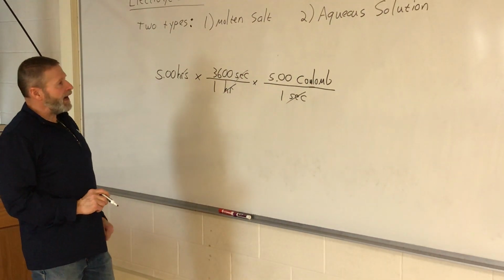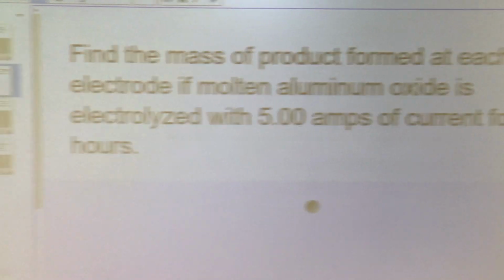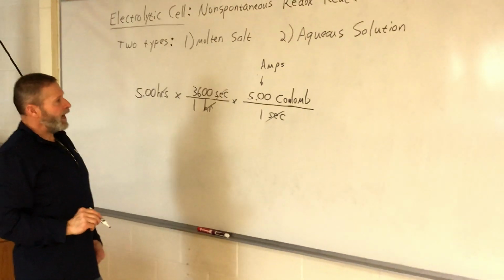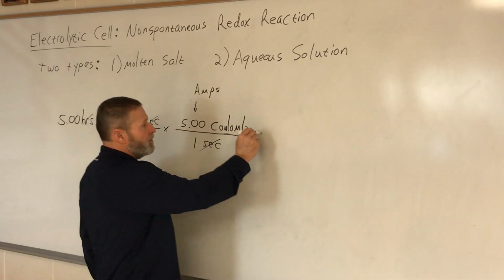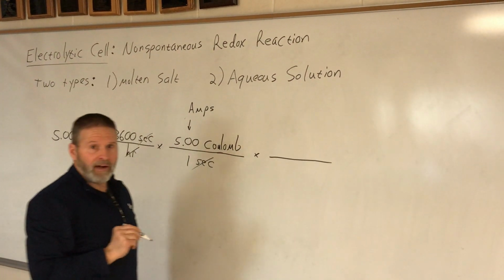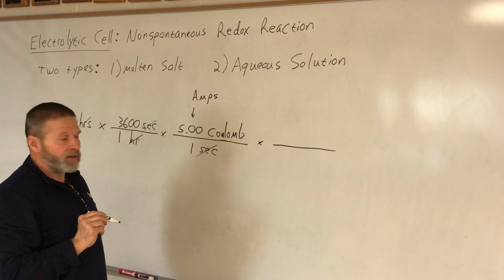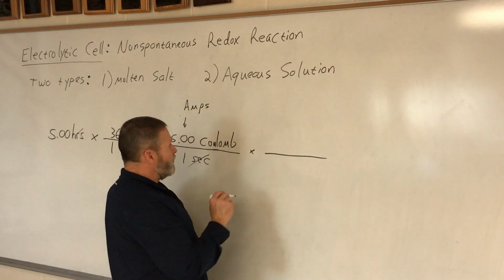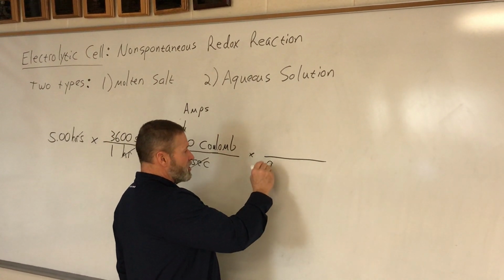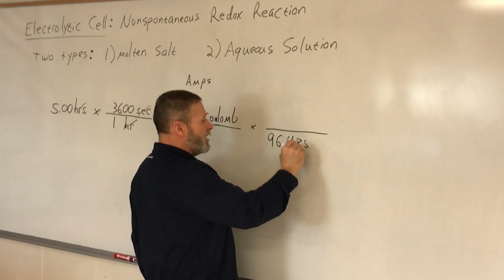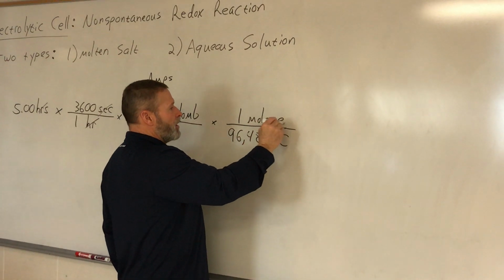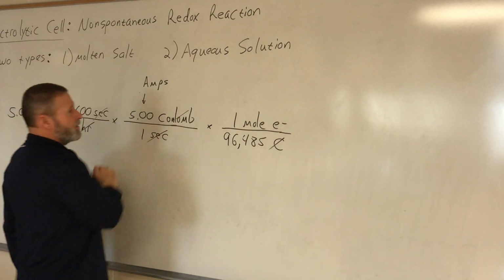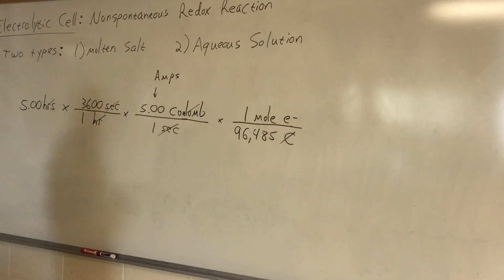Okay, so we've multiplied by our coulombs per second. Yeah, the problem said 5 amps of current. Right, there's our amps. Okay, now we can use Faraday's constant. It has coulombs in it, and we're going to use that to help us figure out how many moles of electrons we pumped into our cell. But of course, we're going to have to flip it over because we have to get the coulombs to cancel. So there's 96,485 coulombs for every 1 mole of electrons. Okay, so we've canceled that out.